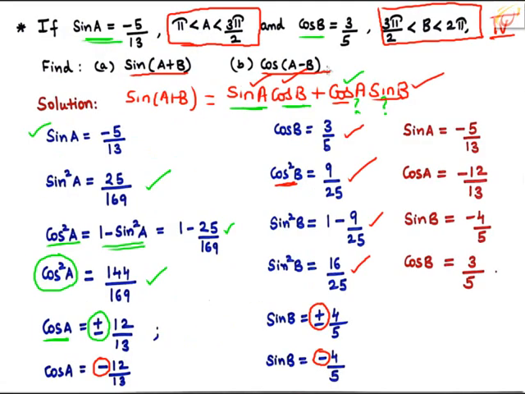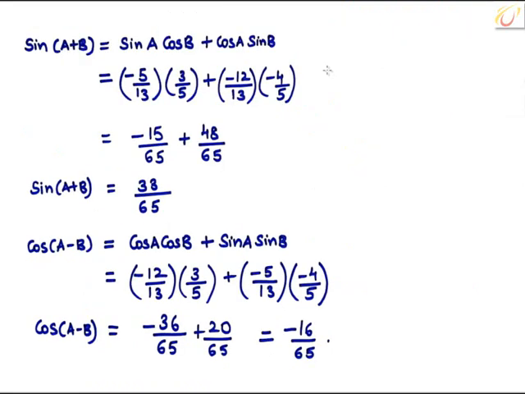So let us check whether your answer is right or wrong. Sin A plus B, if you have done the calculations correct, should come out as 33 upon 65. Sin A plus B is 33 upon 65 and cos A minus B should come out as minus 16 upon 65. Can you also find the value for sin A minus B? Also, can you find the value of cos A plus B?